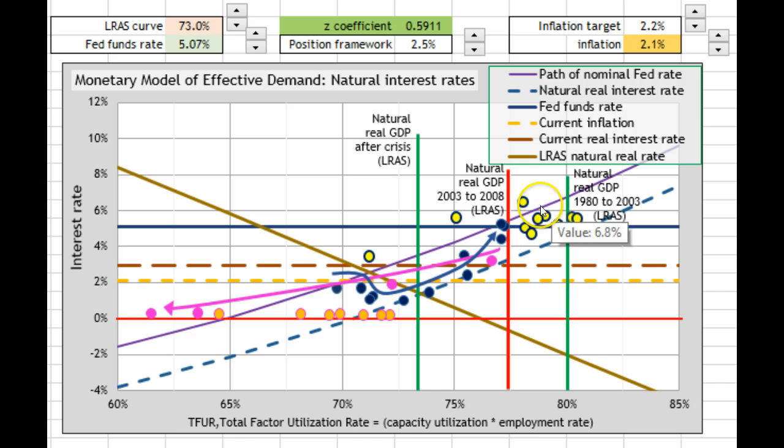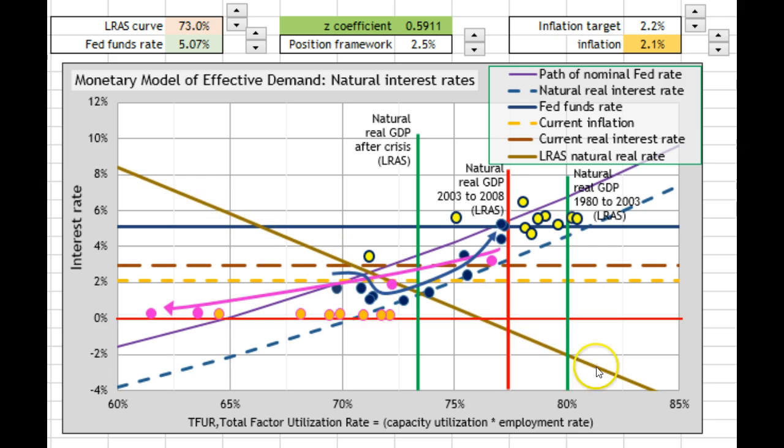And then the nominal rate minus the inflation target will give you this dashed blue line, which is the natural real interest rate. And then you have the Fed funds rate, which is this solid blue line here. Then you have inflation, which is the dashed yellow line. Fed funds rate minus inflation will give you this brown dashed line, which is the current real interest rate.